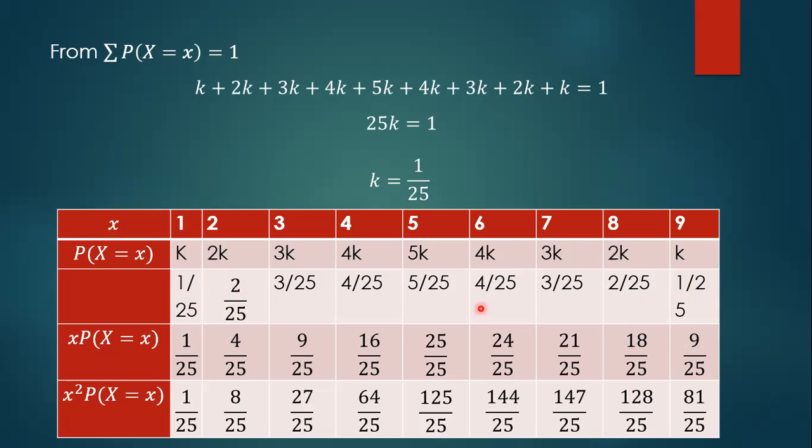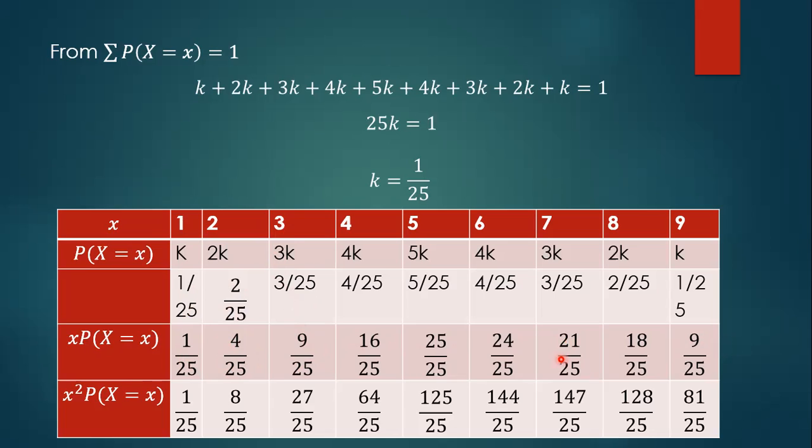Then remember we need to find the mean. So for the mean we create a row for x times probability values. So we need to get 1 times 1 over 25, which gives us 1 over 25. 2 times 2 over 25 gives us 4 over 25. Then 3 times 3 over 25, and that would give us 9 over 25. So it continues up to the end.